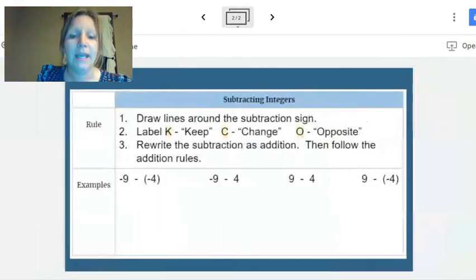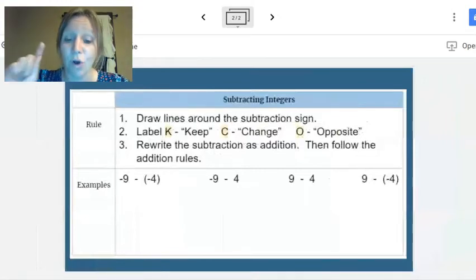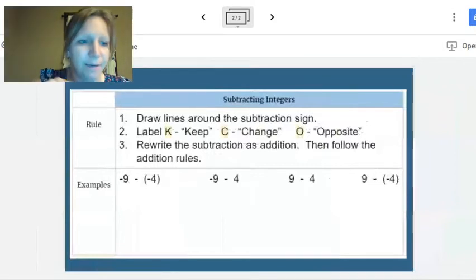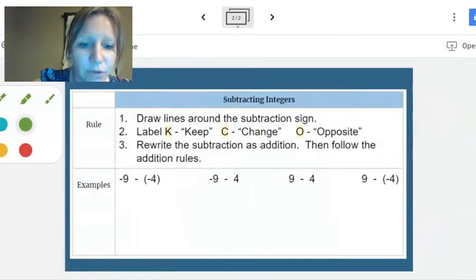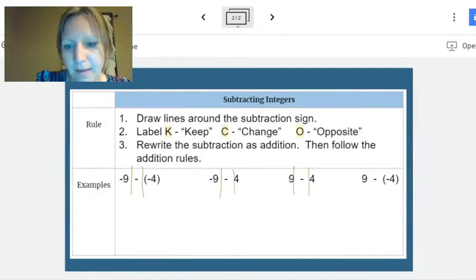Okay. Now we're going to take a look at subtracting integers. Subtracting integers has an extra step. Until you get used to doing subtraction with integers, I like to see you follow the steps listed here. So you're going to draw lines around the subtraction sign. I'm going to do that for you in each of these examples, just so you can see what that looks like, just around that subtraction sign.